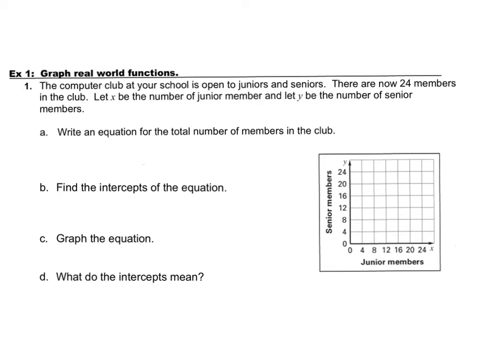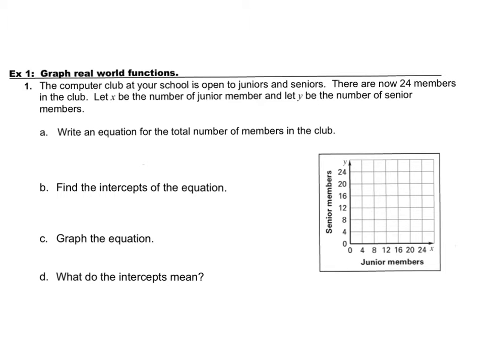In this lesson, we're going to look at graphing using intercepts in real-world applications. So we have the computer club at your school is open to juniors and seniors. There are now 24 members in the club. Let X be the number of junior members and let Y be the number of senior members. Write an equation for the total number of members in the club.